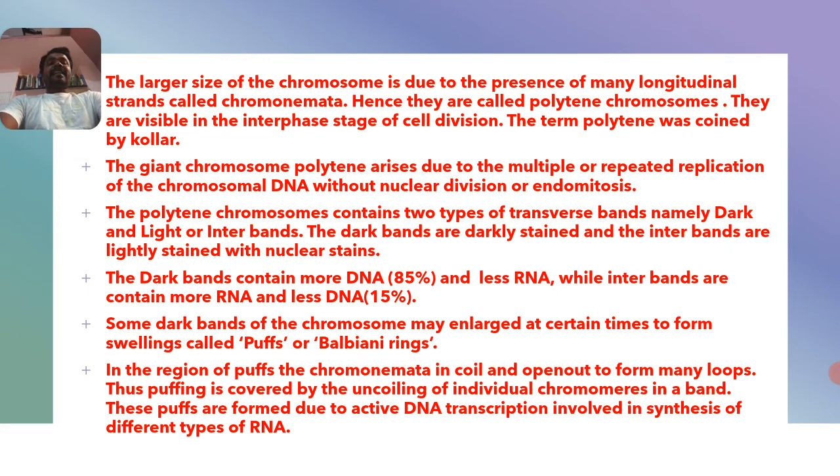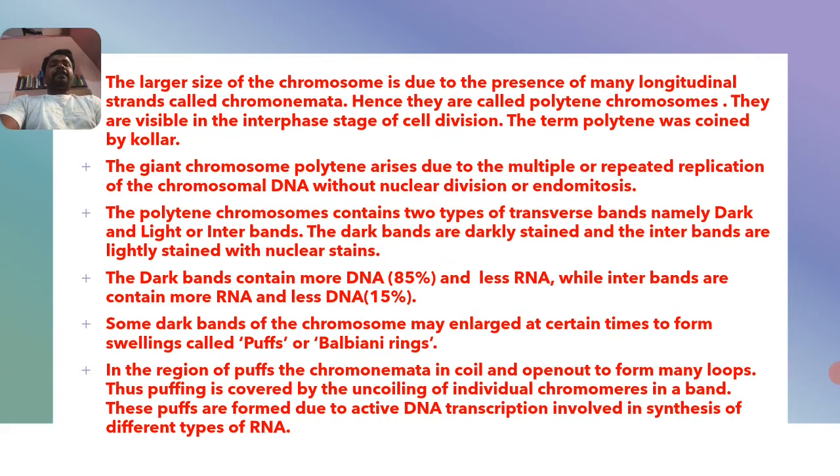The dark bands contain more DNA. About 85% of the DNA is present in the dark bands, and a very small amount of RNA. But it is the reverse in the light bands, or interbands. The interbands contain more RNA as compared to the dark bands, but very little DNA. DNA is about 15% here.